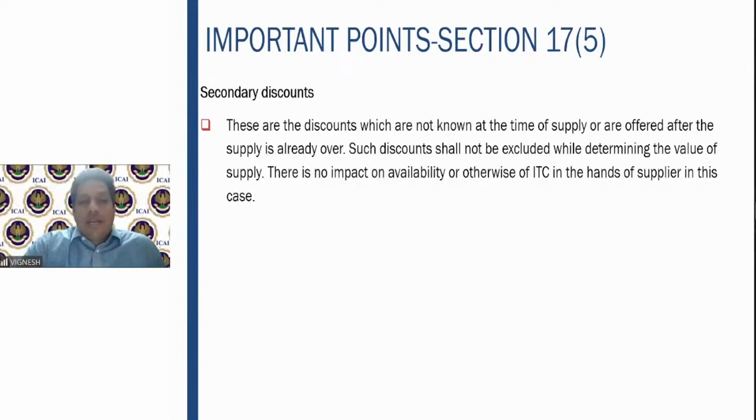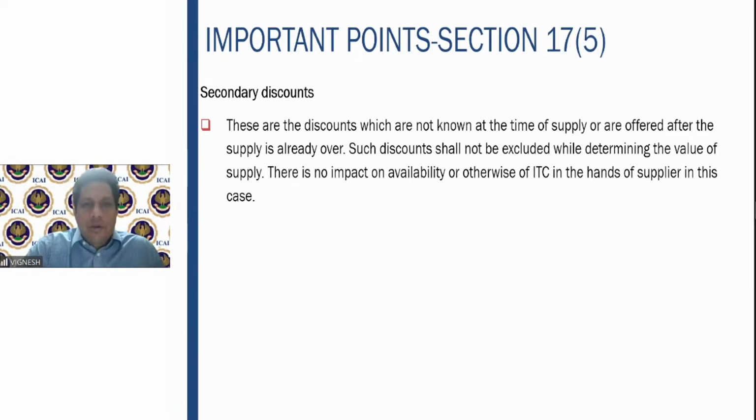Now, with regard to secondary discounts, at the time of supply you don't know the discount. After the supply is over, you give the discount. Such a discount shall not be included while determining the value of supply. You must have covered this in the chapter dedicated to value of supply, wherein the turnover discounts or the incentive discounts are given, whenever the discount is given.